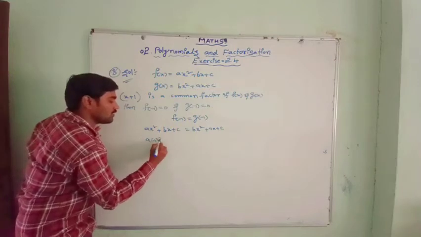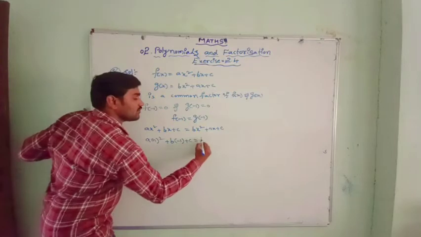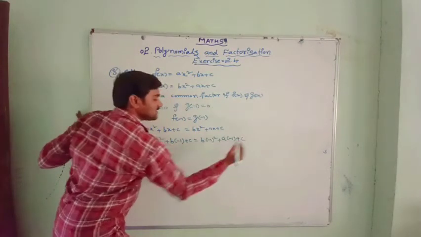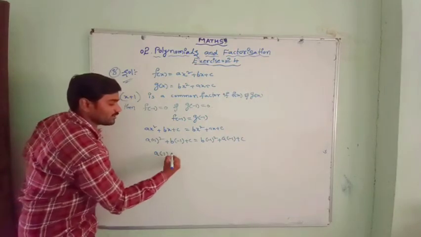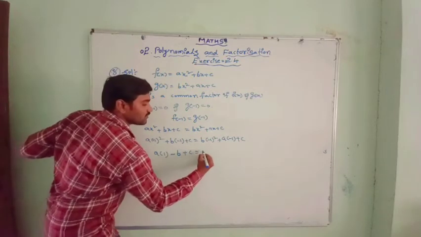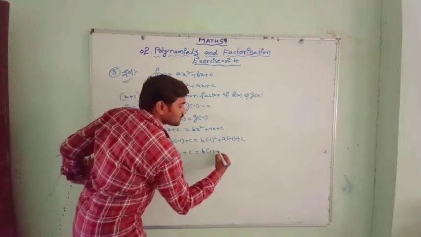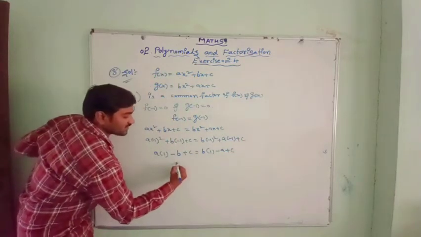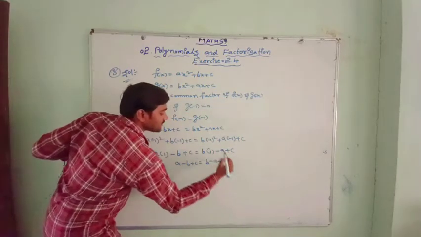So a into minus 1 whole square plus b into minus 1 plus c is equal to b into minus 1 whole square plus a into minus 1 plus c. So what happens, see, a into minus 1 whole square is a into 1, plus into minus, minus b into 1 is minus b, plus c, that is equal to b into minus 1 whole square is plus 1, plus into minus, minus a into 1 is a, plus c. Here a into 1 is a, minus b plus c, that is equal to b minus a plus c.